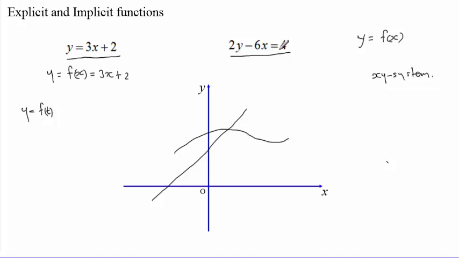In other words, we can add 6x on both sides, and we get 2y equals 6x plus 4. Then we divide both sides by 2, and you can see that we've got 3x plus 2, which is exactly the same function as that one. So in this case the function is explicit, and this way the function is given implicitly.